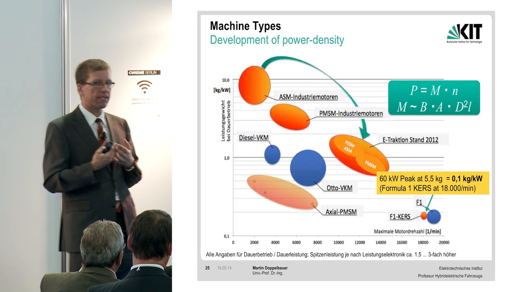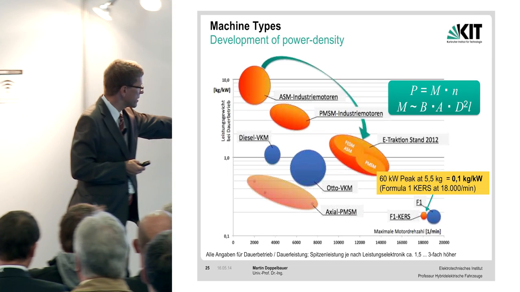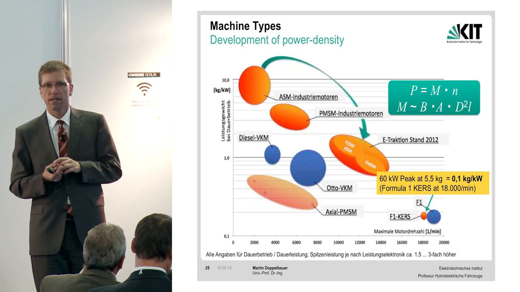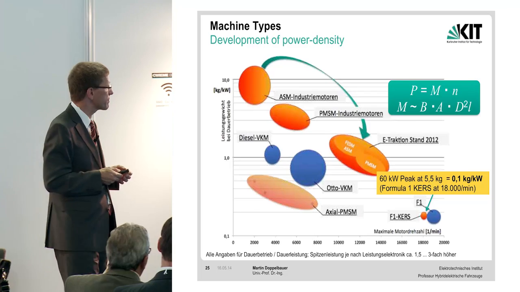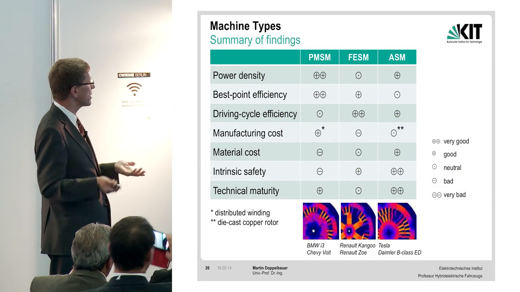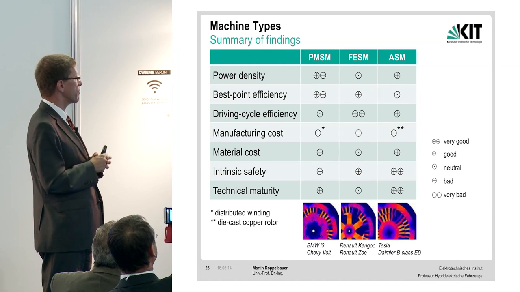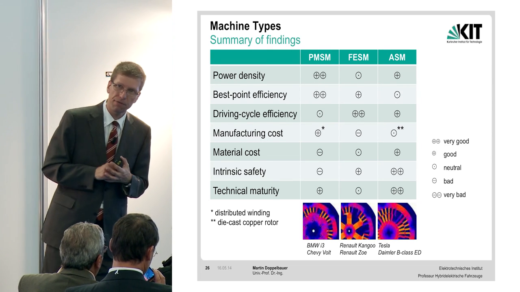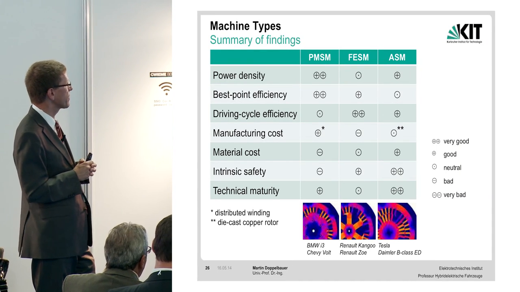And my thinking is that in the next 10, 20 years, we will see power densities in this range, not only in the Formula One racing area, but also in mass production in everyday's cars. Here's a short summary of all the findings. Power density, certainly best in permanent magnet machines. Best point efficiency, also best in permanent magnet machines. Driving cycle efficiency, I think, could be better in field winding machines, but it's really not dramatic, the differences.